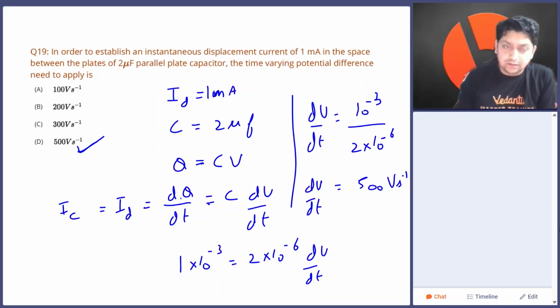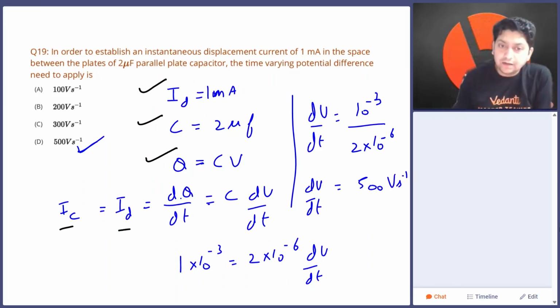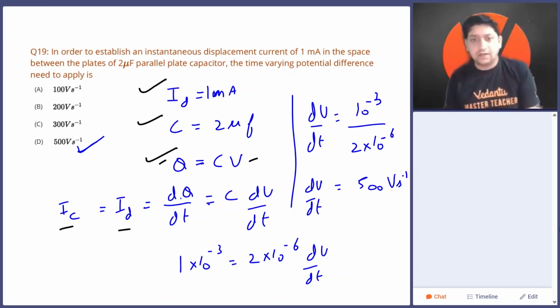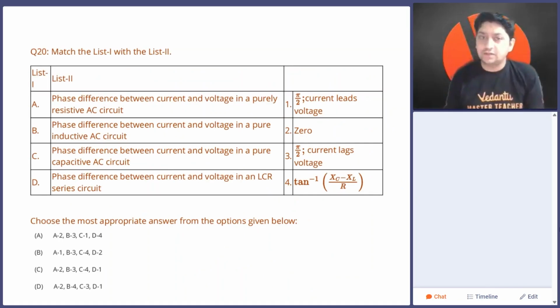Let me repeat it once. See, in this question, the displacement current is given, that is 1 milliampere. The capacitance is given, that is 2 microfarad. We know that Q is equal to CV for the case of a capacitor, and we know that conventional current and displacement current both are equal. So the current will be found by differentiating this equation. When we differentiate it, capacitance is constant, so it stays as it is. So dq by dt is equal to C dV by dt. The value of displacement current is put, capacitance is put, and we can find out the rate of change of potential difference. That's it. This is the way of solving such type of question.